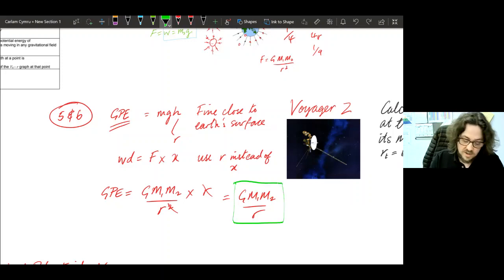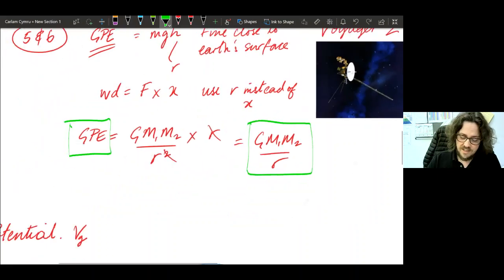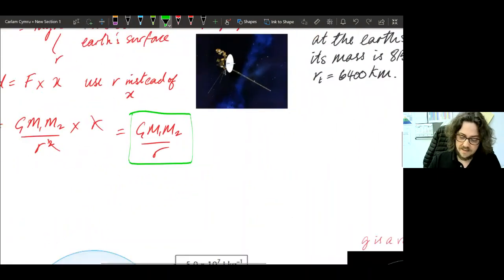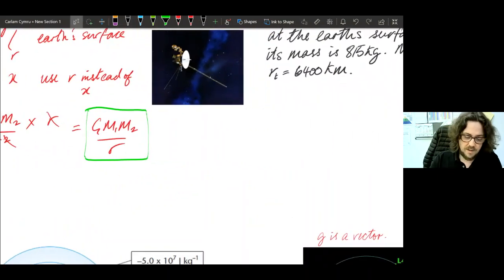So this is gravitational potential energy. Very similar formula to gravitational force, so you've got to watch out for that, because the only difference is R and R squared. It certainly catches a lot of students out. But that's not it, I'm afraid. In fact, it looks a little bit different because I missed something out.